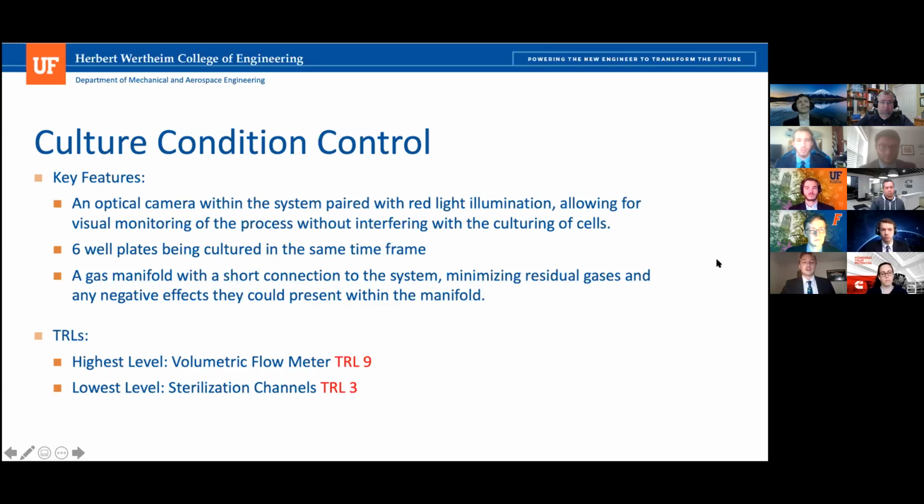You saw in the very first slide, the entire system, we have 6 well plates sitting in the system at the same time, rather than just 1, 2, or 3.